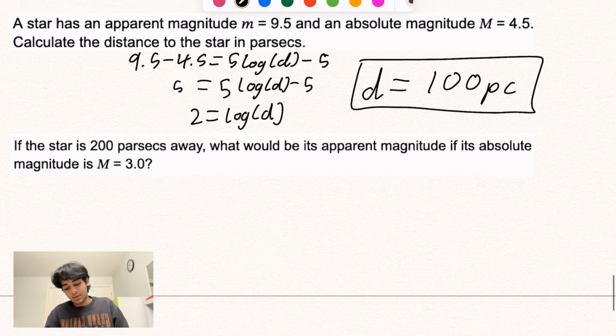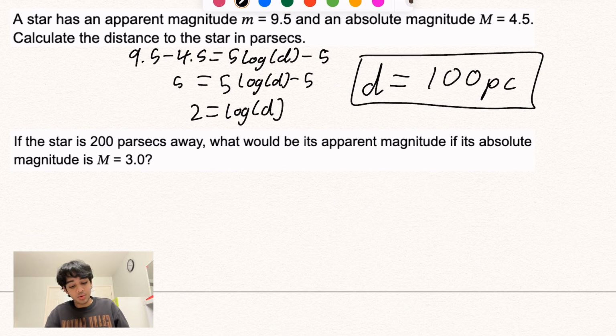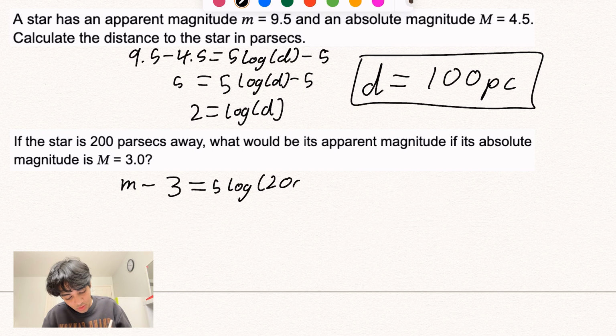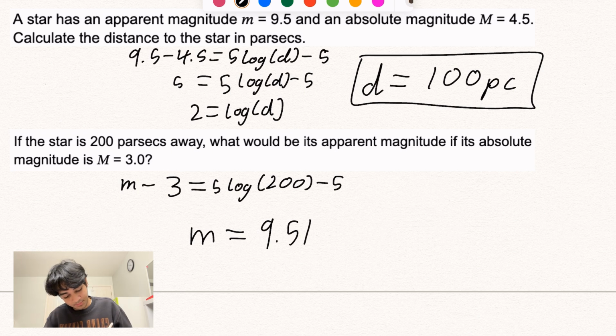Let's look at our next problem. If a star is 200 parsecs away, what would be its apparent magnitude if its absolute magnitude is 3? So this is backwards. We have to do this the other way around now. We have to find m given absolute magnitude and the distance, which is 200 parsecs. Let's solve for m. And from our calculator, we get an apparent magnitude of 9.51, and that is our answer.